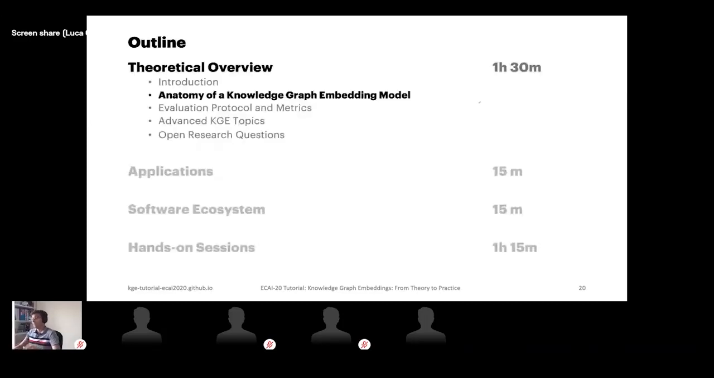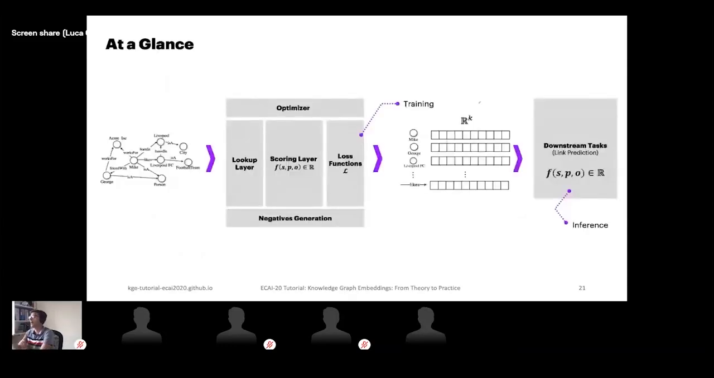So this is why I will now go into a bit of extra detail in the anatomy of a knowledge graph embedding model. We will dissect together a KGE model, and we'll see how its components interact and work together. Now, what you see on the screen here is a block diagram that describes a generic knowledge graph embedding model. On the left-hand side, we have a training graph, right? A training knowledge graph, which is obviously way, way bigger than this toy example.